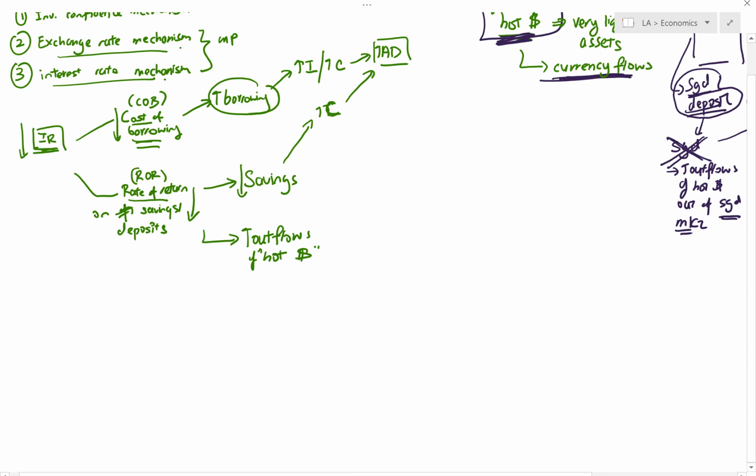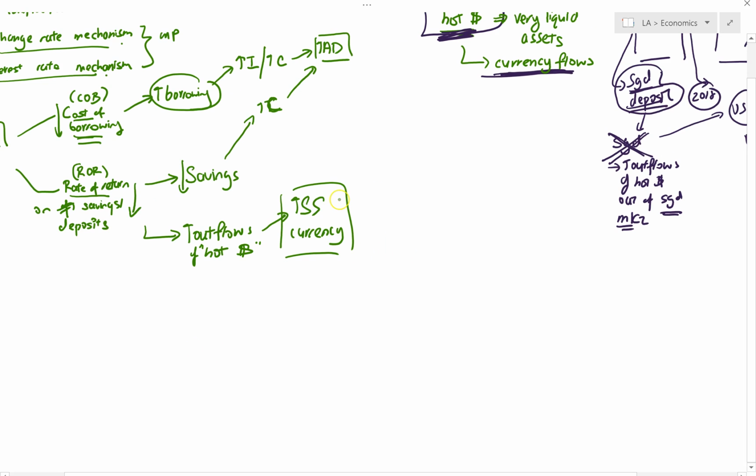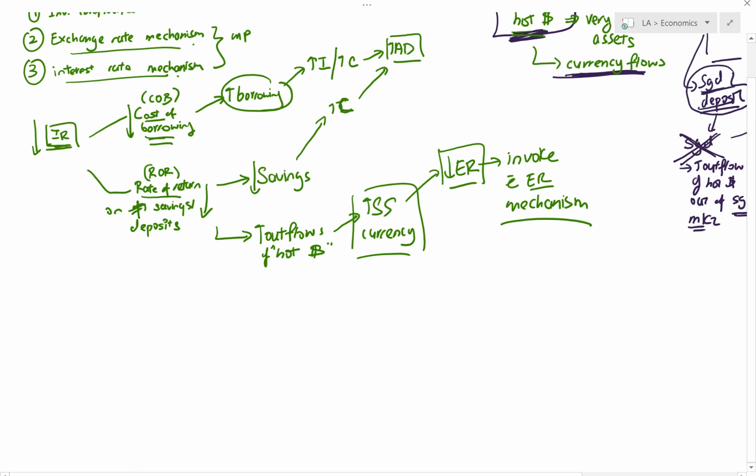So when interest rate goes down, it leads to an increase in outflows of hot money, assuming all things stay the same. Outflows affect supply of currency, so it leads to an increase in supply of currency. And when there's an increase in supply of currency, assuming ceteris paribus, it will lead to a depreciation of the exchange rate. And then you invoke the exchange rate mechanism.